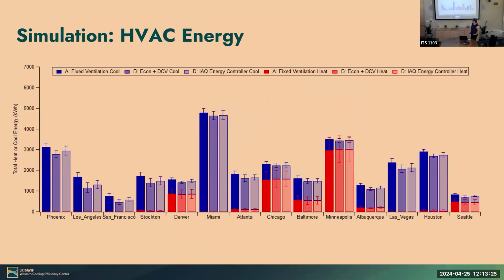So here's the outputs from the model. This first one here is HVAC energy. On the x-axis is the 14 cities I mentioned. These are all pretty major cities. The difference being the variation in climate.